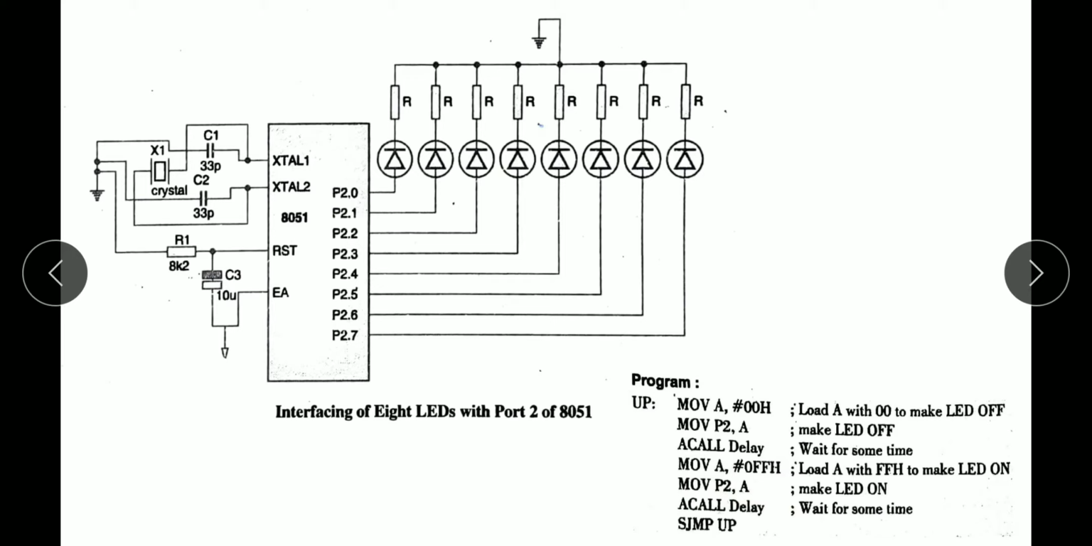After that, SJMP UP means short jump to UP. Again this instruction jumps to that label and the program starts again. Again A is loaded with 00 and all the LEDs are off for some time. Again A is loaded with FFH, then P2 is loaded with FFH, and all the LEDs are on. Again we wait for some time. Again the cycle repeats, on and off, on and off. Like that we can interface the LEDs with the 8051 microcontroller, and we can switch the LEDs on and off for some time using the 8051 microcontroller.